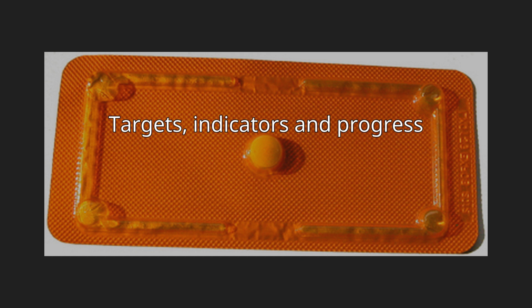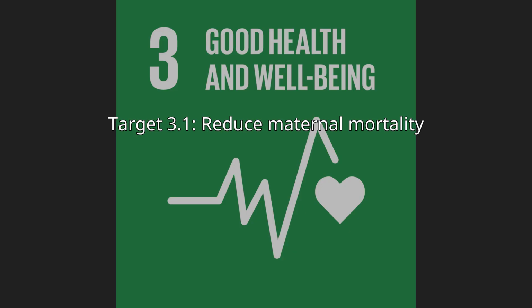The targets of SDG 3 cover a wide range of issues, including reduction of maternal mortality, Target 3.1; ending all preventable deaths under 5 years of age, Target 3.2; fight communicable diseases, Target 3.3; ensure a reduction of mortality from non-communicable diseases and promote mental health, Target 3.4.